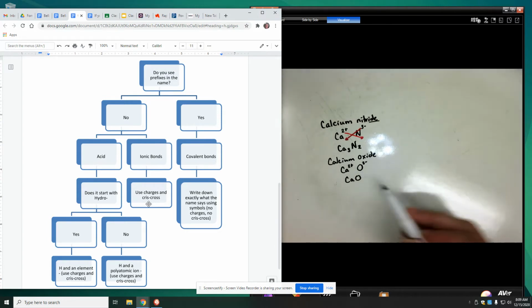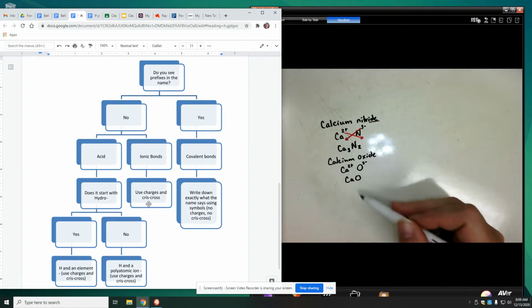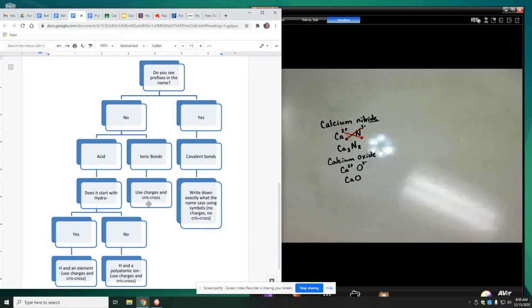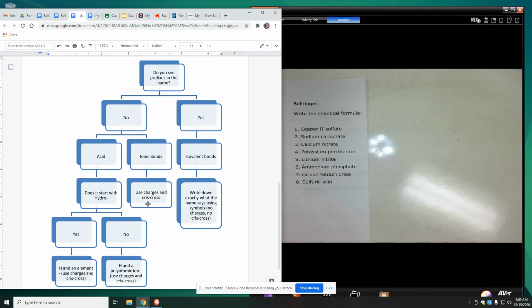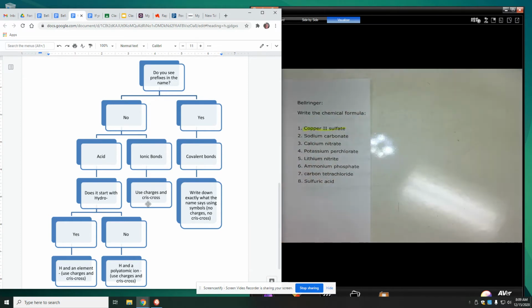So if the oxidation numbers are the same, then you don't crisscross them. You just rewrite them again without their charges. Okay, so now let's look at some that are a little more advanced. So I've got some here that involve some polyatomic ions. So let's look at this one right here, copper 2 sulfate.